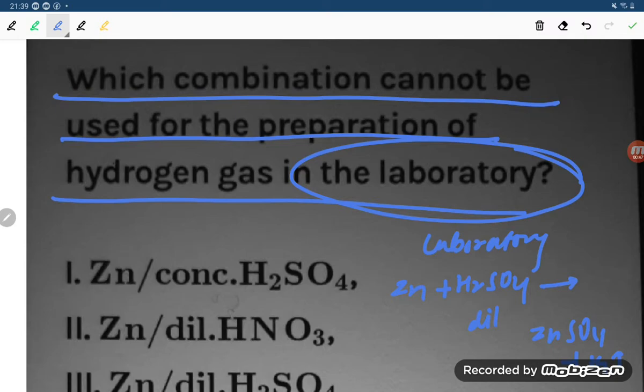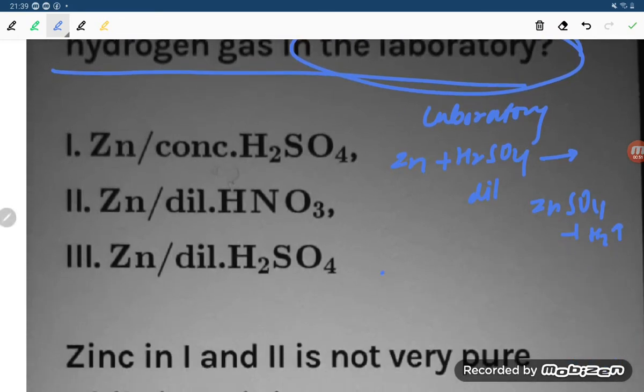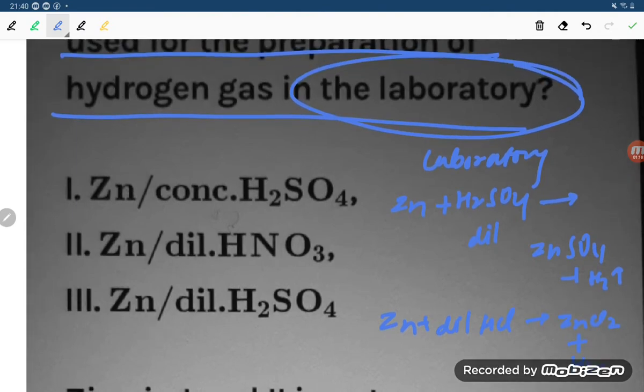So a metal displaces H2 from a dilute mineral acid like HCl. We also have zinc plus dilute HCl, which gives ZnCl2 plus H2. Wherever dilute acid is there, it can replace the hydrogen gas. So let us have a look at the laboratory method.